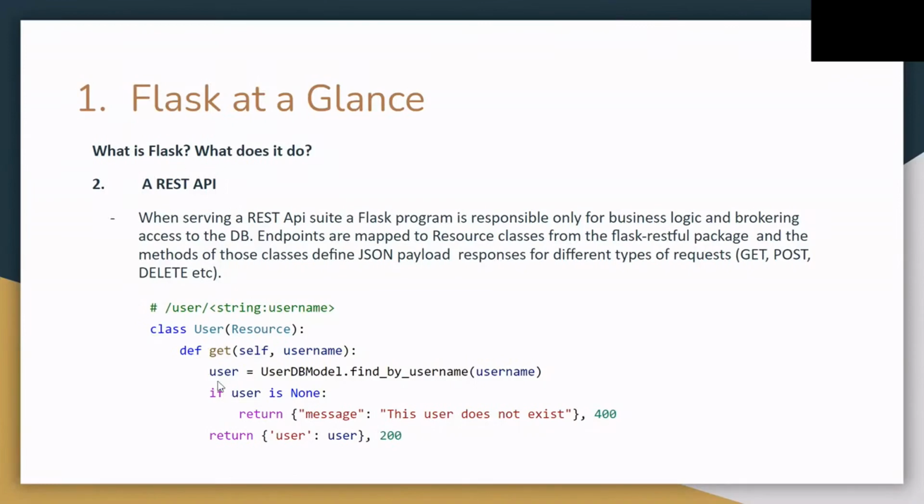So if the user that's being queried for through our user model doesn't exist, then we respond with a JSON payload that indicates that fact. So you've got a message, user doesn't exist, and we throw a 400 saying bad request. Otherwise, if the user does exist, then we respond with the user details and a success code of 200.